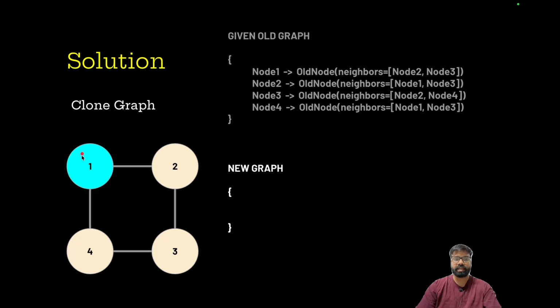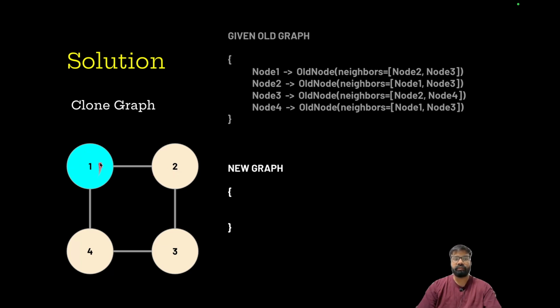So let's start doing DFS in this graph. Since we will be doing DFS, we will be able to traverse through the complete graph, and we will know what the different nodes are and what their neighbors are, which we need to know so that we can create a new graph, right?